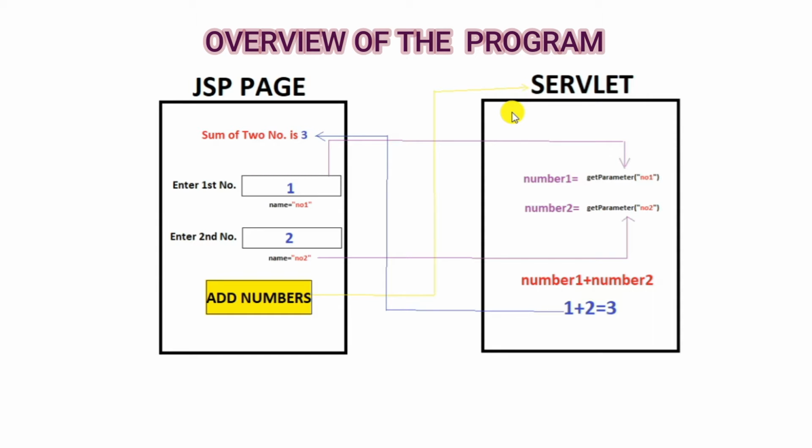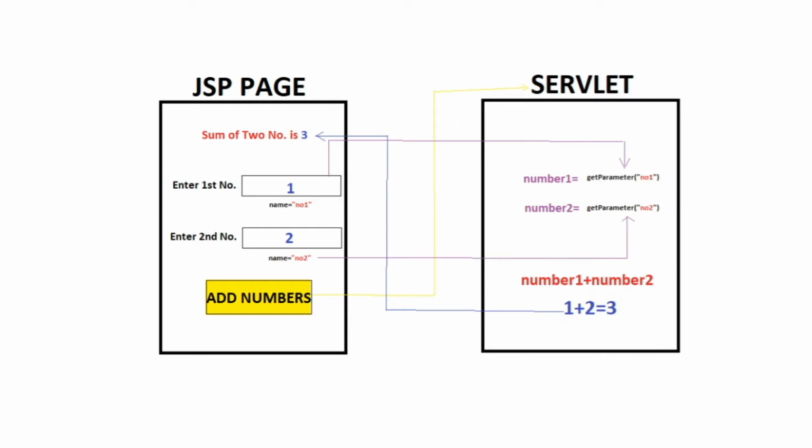But for performing the operation, the Servlet needs data. So for fetching these values from the input fields, we will use name attributes in each field. In the Servlet, we will use the getParameter method to fetch these numbers by using the corresponding name attribute. Now we have the numbers in the Servlet, we will perform addition on them, and whatever output we get, we will pass to the JSP page, and finally we will see the output on the JSP page as: sum of two numbers is 3. I hope you guys understood the concept.